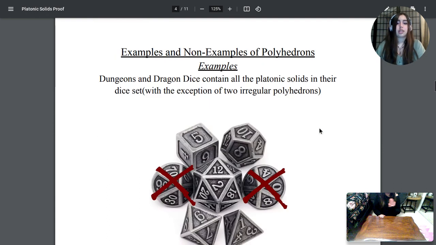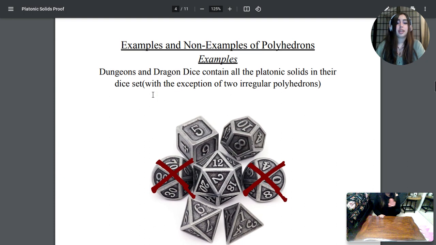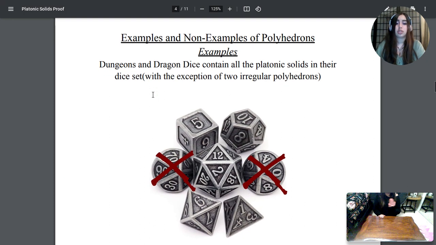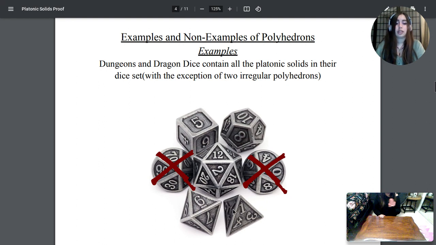Okay, going into some examples and non-examples. A good example of the Platonic solids would actually be Dungeons and Dragons dice, because they contain all the Platonic solids in their dice set with the exception of two irregular ones. But you can see we have the cube, the octahedron, the icosahedron, the dodecahedron, and the tetrahedron.